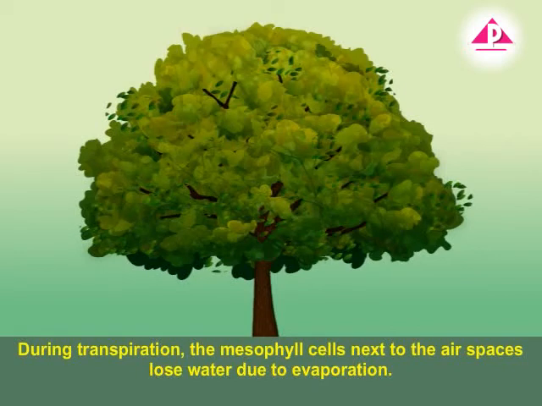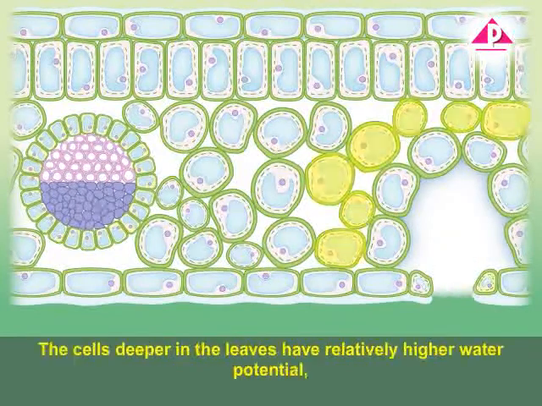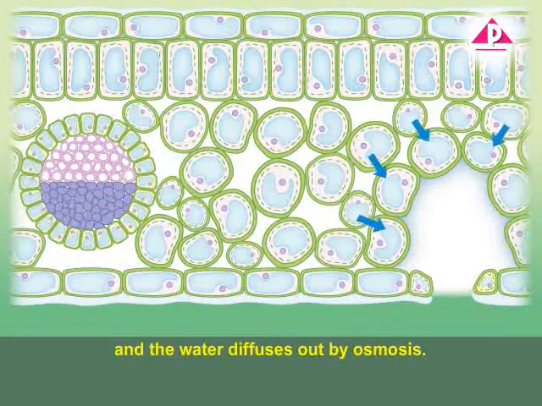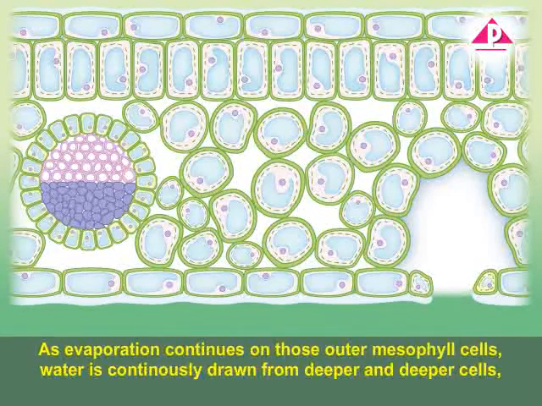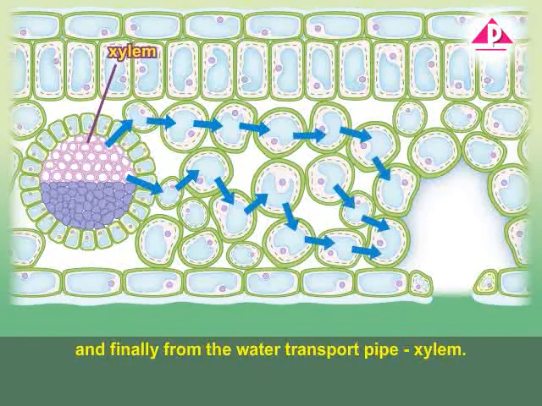During transpiration, the mesophyll cells next to the airspaces lose water due to evaporation. Their water potential drops. The cells deeper in the leaves have relatively higher water potential, and the water diffuses out by osmosis. As evaporation continues on these outer mesophyll cells, water is continuously drawn from deeper and deeper cells, and finally from the water transport pipe, xylem.